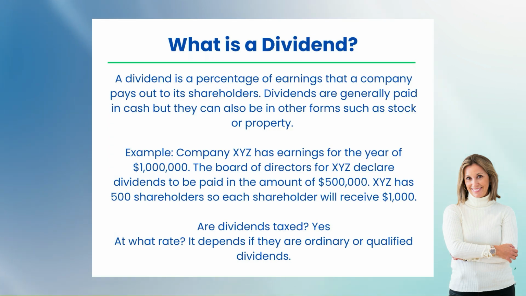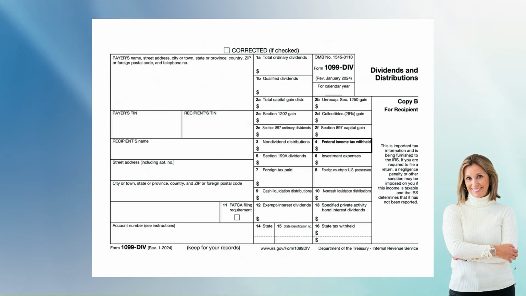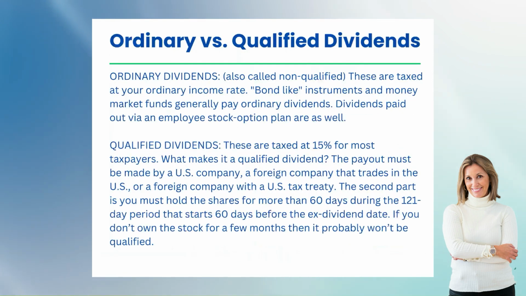So are those dividends taxed? Unfortunately, yes. But the rate is going to differ depending on if the dividends are ordinary or qualified. If you look back, remember box number 1 on this form, there's a 1a and a 1b. That is the most commonly used box on this form and the one we're focused on here today, since those are the most common type of dividends you're going to have reported to you. So how are they taxed? Depends on the ordinary versus qualified classification.